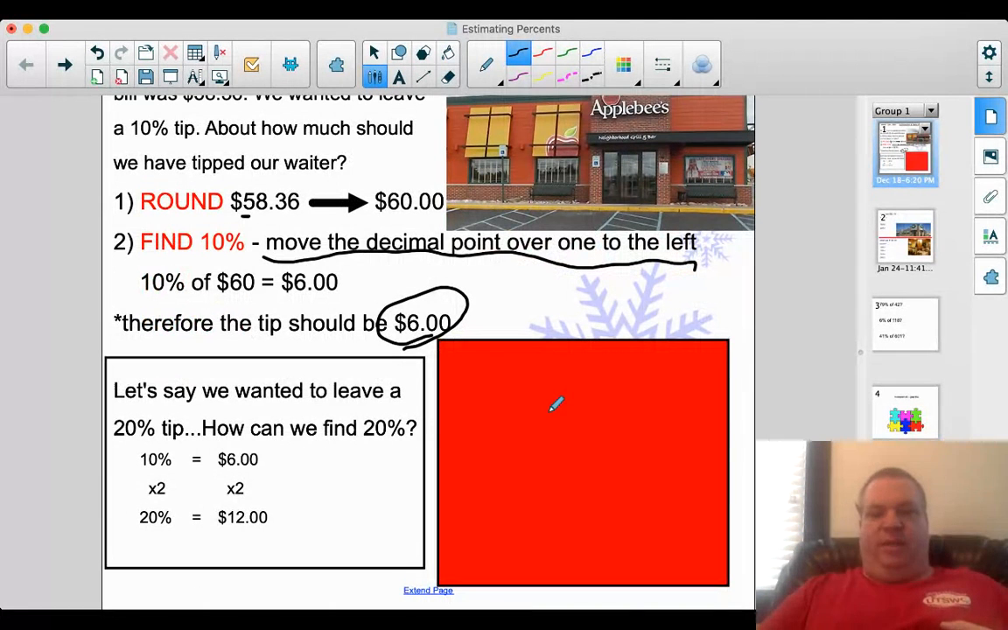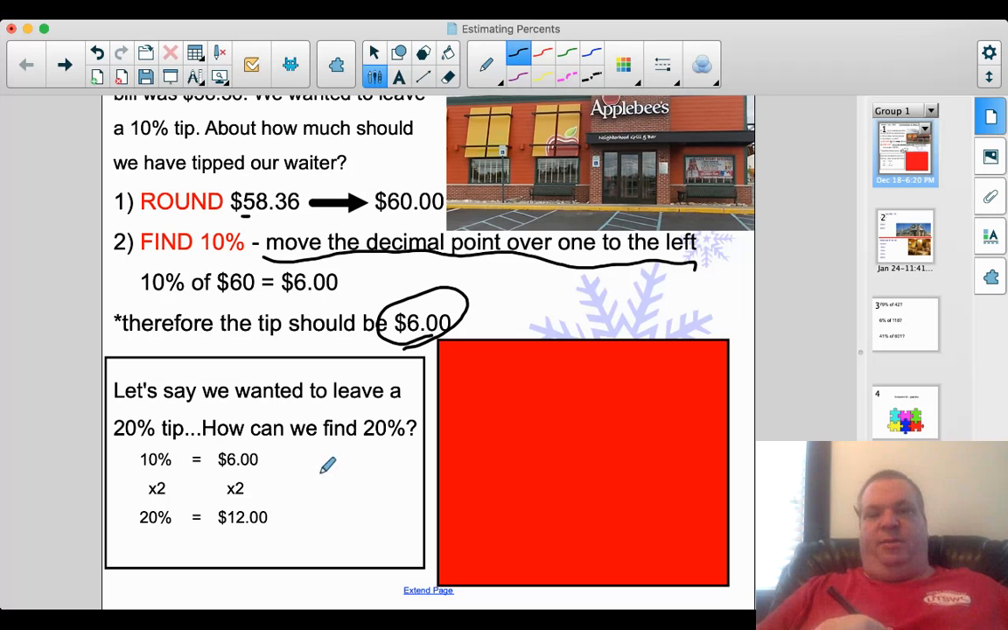Well, if you know anything about tipping, you know 10% is not a great tip. An average tip is about 15%. So 10% might be a tip if they didn't do the best job. But let's say they did a great job, and you wanted to find a 20% tip. So the question is, how can we find 20%?